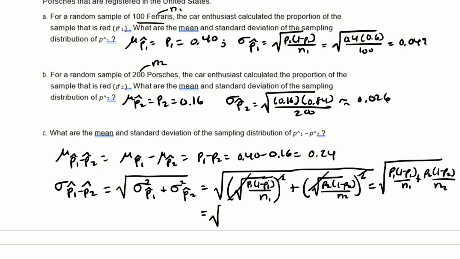So what I'm going to do is just plug into this part. Sigma p hat 1 was 0.049, so it's going to be 0.049 squared. And then this is 0.026, so I'm just going to do 0.026 squared. This will make my calculation simpler. If I do that, I get 0.055.